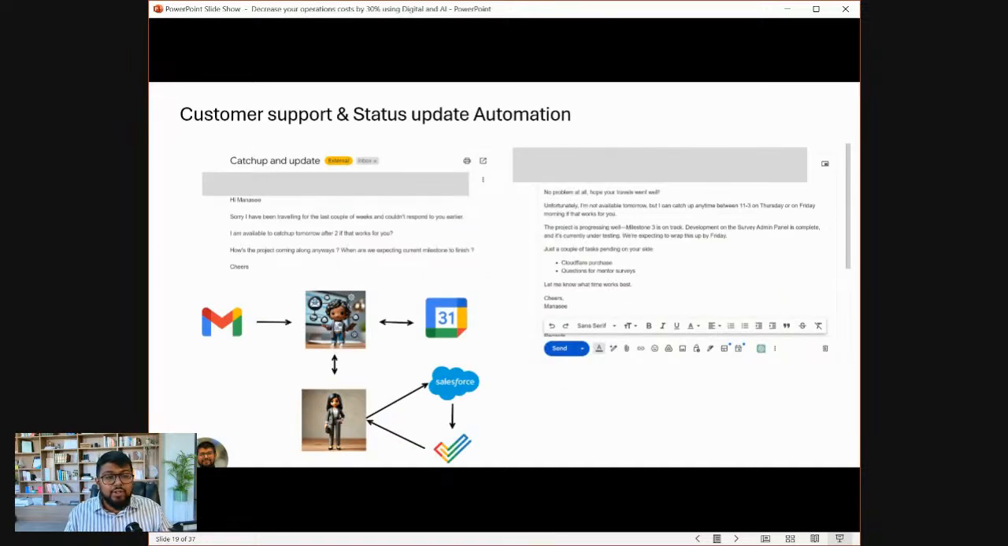Another example, with Zola, our email assistant, is email automation.